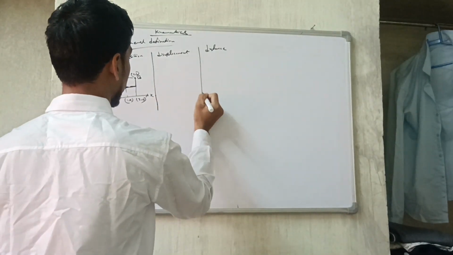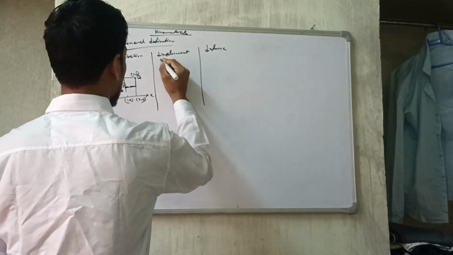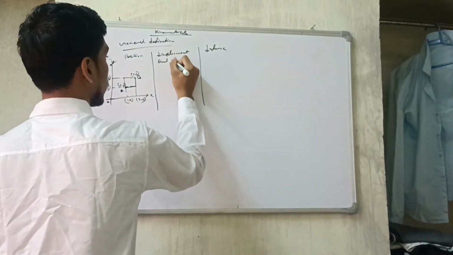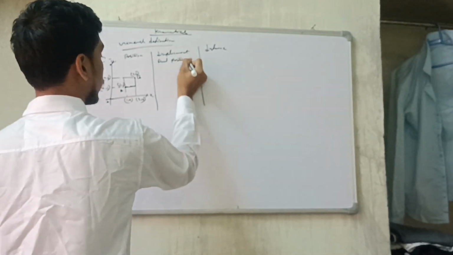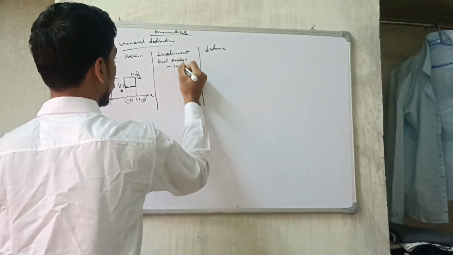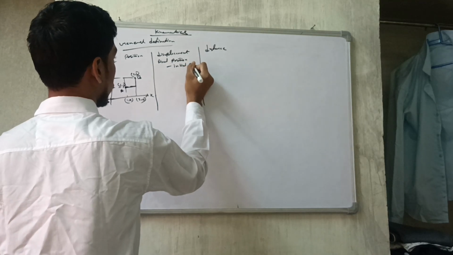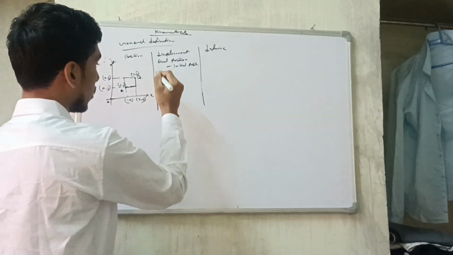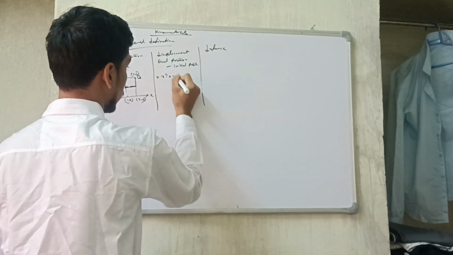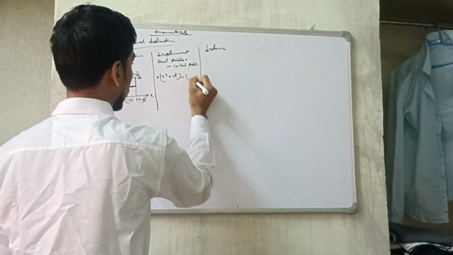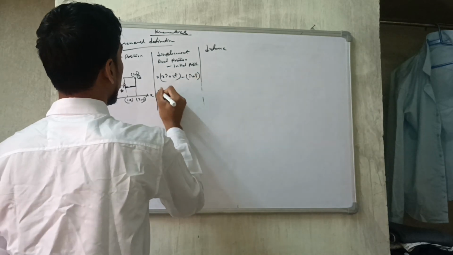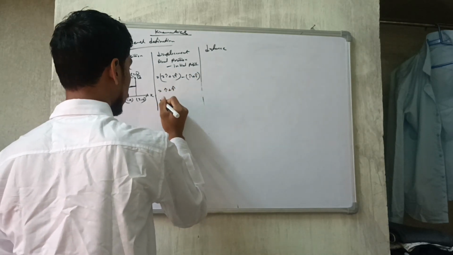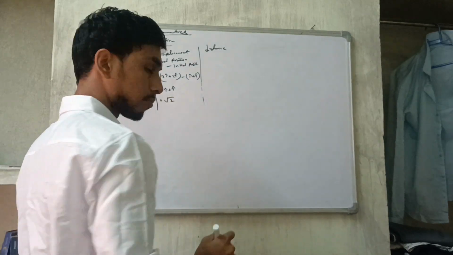Now we will come to the displacement of this particle. What will be the displacement? Final position minus initial position. What is the final position? 2i plus 2j, and the initial position is i plus j. Now what will be the displacement? i plus j, and its magnitude will be root 2.